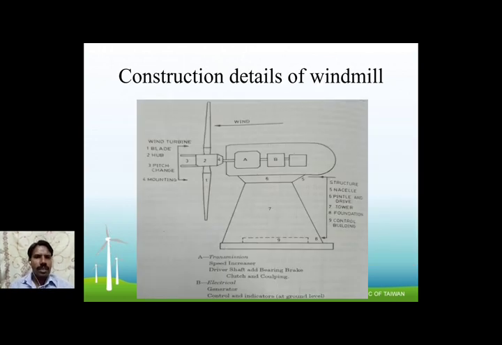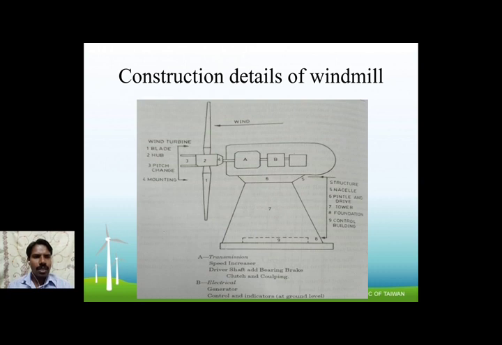The construction details. The wind blade has the blade hub, pitch to change, and then the mounting bracket. It's about the top side of the wind structure. Here is A and B. A is the transmission, and B is the electrical component. Transmission gives some reduction here. In the electrical part we have the generator to generate the power.